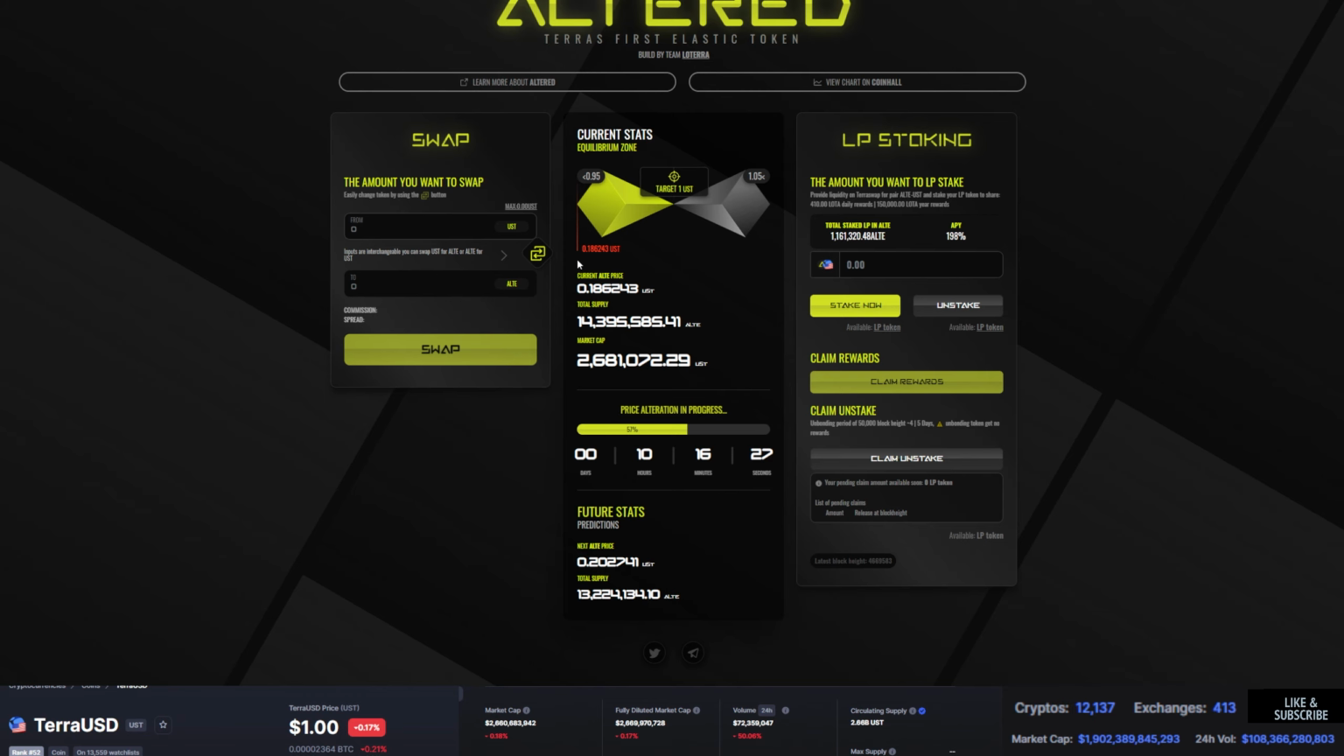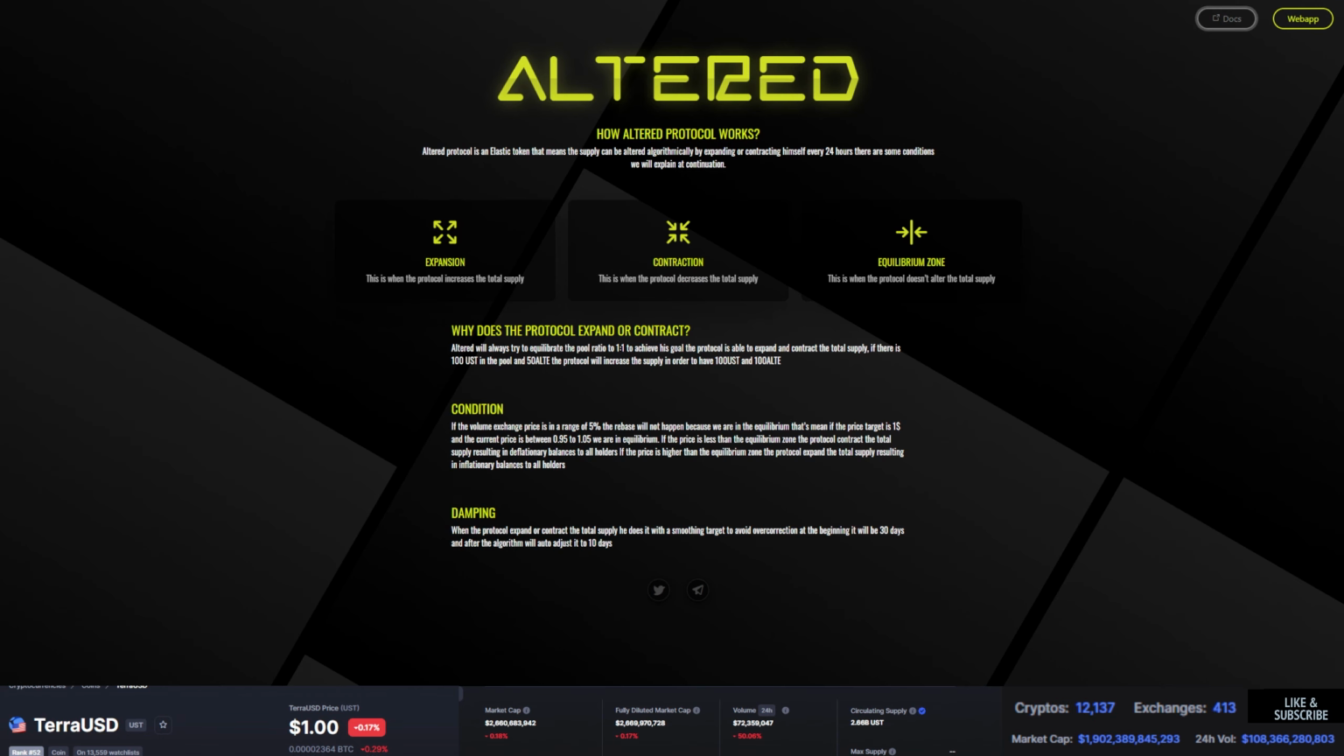And so with that being said, this is Altered Protocol. Please let me know your thoughts down below. Do you think this is interesting, or do you think it's going to kind of go under the radar, like I would say Ample has done for the most part? It has picked up here and there, but it has not reached the same adoption as other tokens.